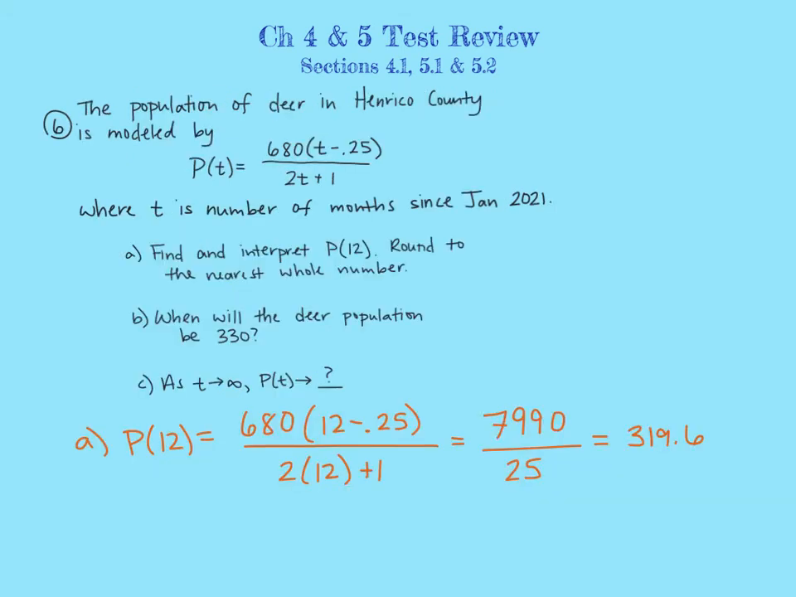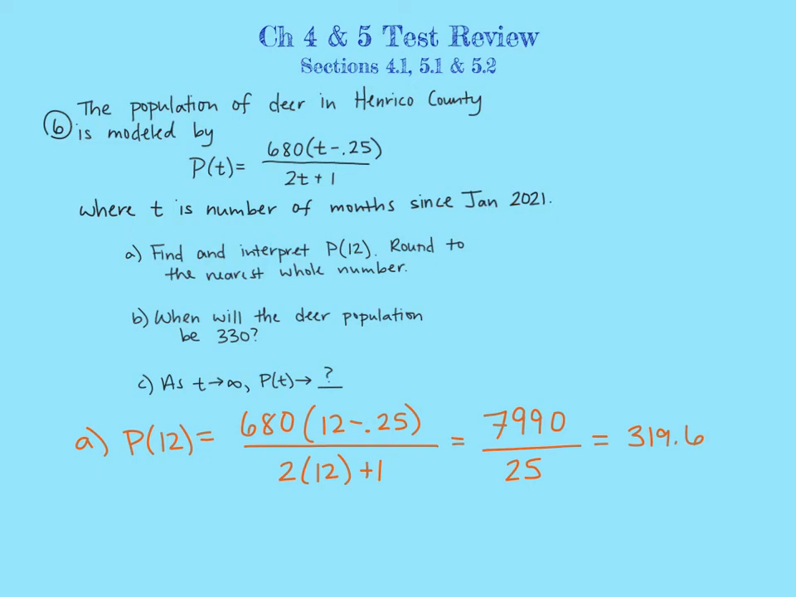For this problem, we have something that I entirely made up, so this is not the population of deer in Henrico County, but it could be. It works out okay. T is the number of months since January of 2021. And in part A, we want to find and interpret P of 12. So this just means we are predicting the population of deer for January of 2022, 12 months after this date.